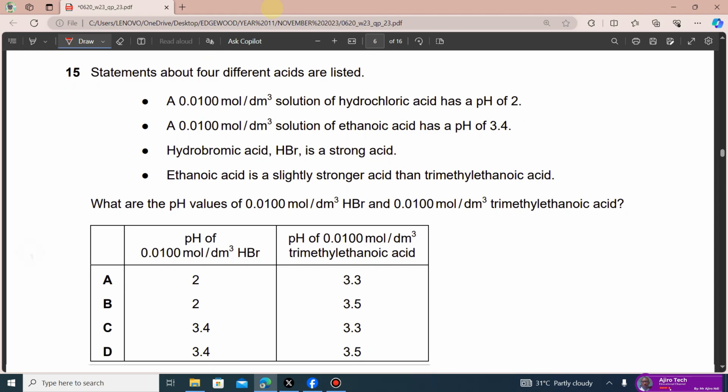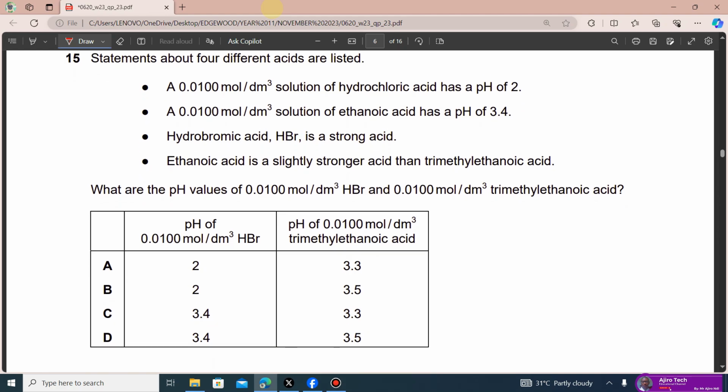Now question 15, we have statements about 4 different acids. A particular concentration of hydrochloric acid has a pH of 2.